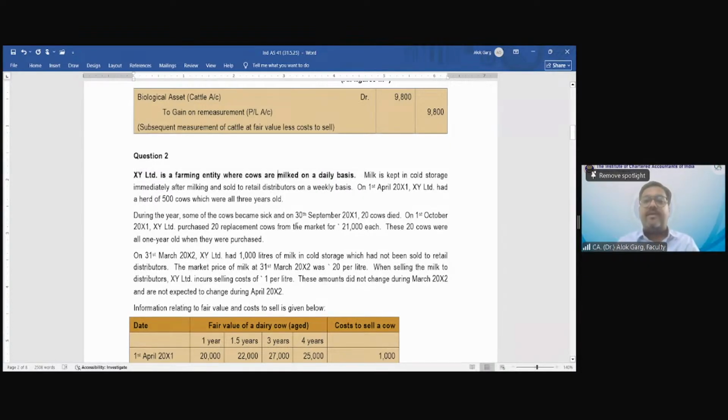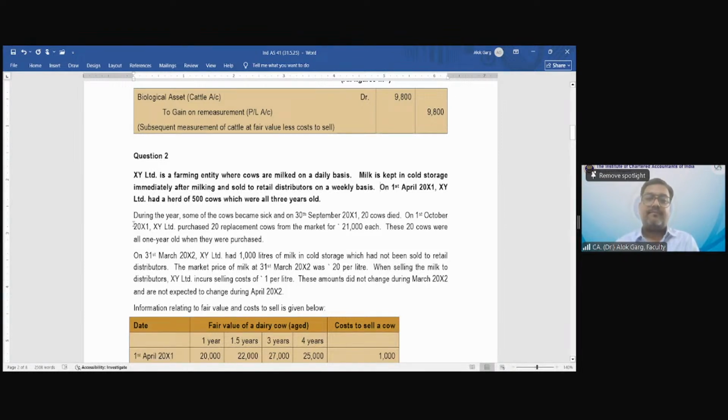XY Limited is a farming entity where cows are milked on a daily basis. Milk is kept in cold storage immediately after milking and sold to retail distributors on a weekly basis. On 1st April 20X1, XY Limited had a herd. Herd means a collection. A herd of 500 cows, which were all 3 years old. How many cows do they have? 500. And what is the age of the cows? 3 years old on 1st April 20X1.